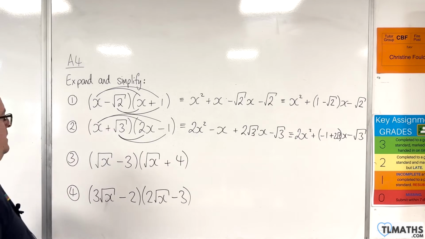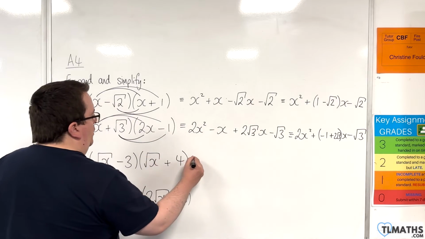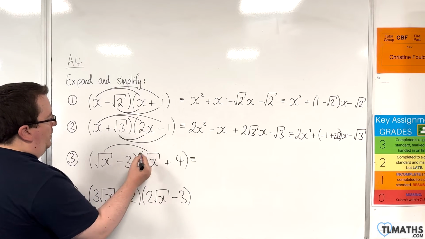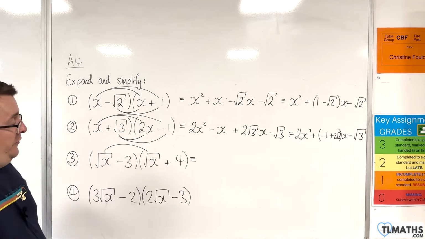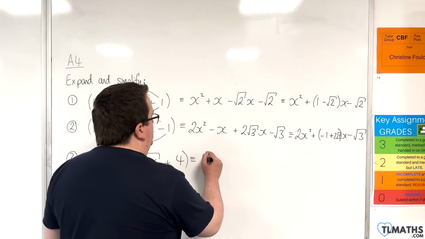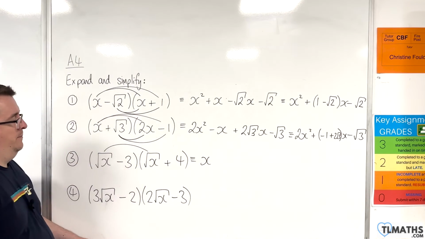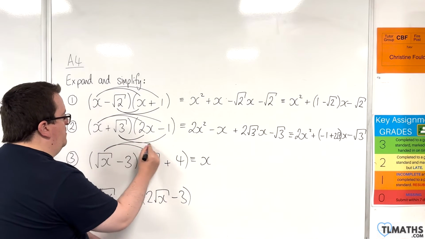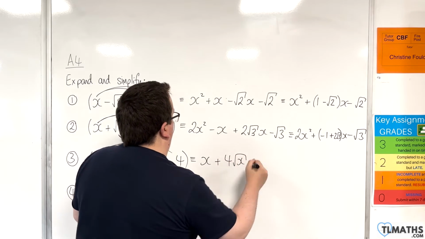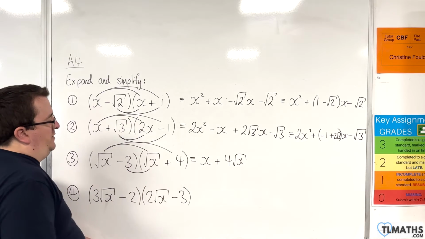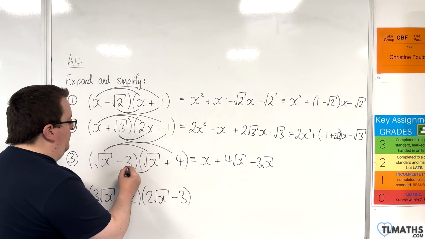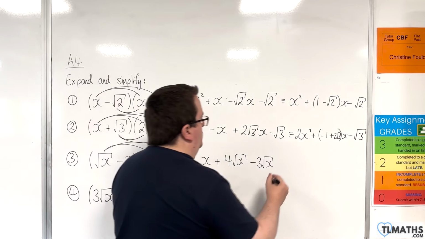Okay, number 3. So, starting off, we've got (√x − 3)(√x + 4). And we need to multiply the root x by root x. Now, as we've seen in the previous videos, that's the same as root x squared, and so that is just x. Then we have root x times 4, that's 4 root x. Then we have the minus 3 times root x, so take away 3 root x. And then we've got the minus 3 times the 4, so minus 12.